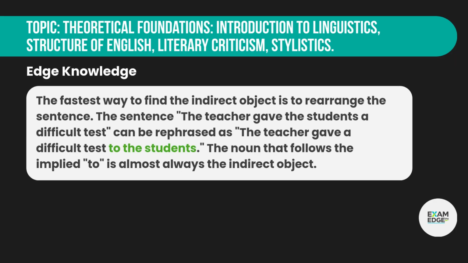Edge knowledge. The fastest way to find the indirect object is to rearrange the sentence. The sentence "the teacher gave the students a difficult test" can be rephrased as "the teacher gave a difficult test to the students." The noun that follows the implied to is almost always the indirect object.